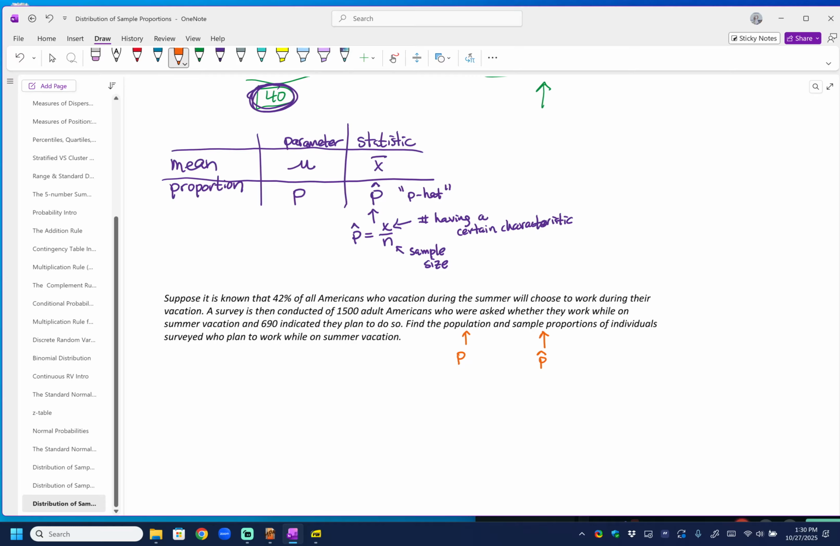So if it says, suppose it's known that 42% of all Americans who vacation choose to work, well, that would clearly be the population parameter P. So P is going to be equal to 0.42, whereas the sample proportion is going to be the proportion that comes from some sample.